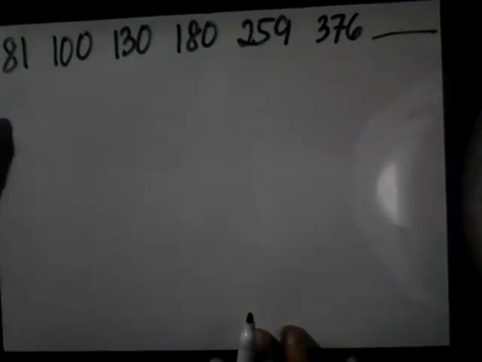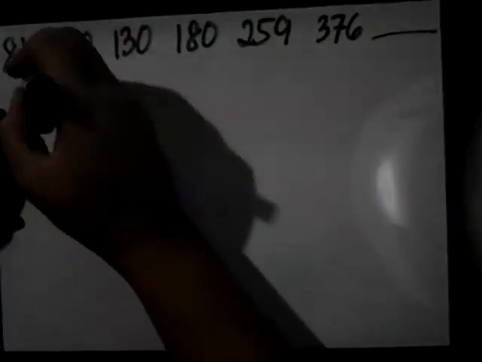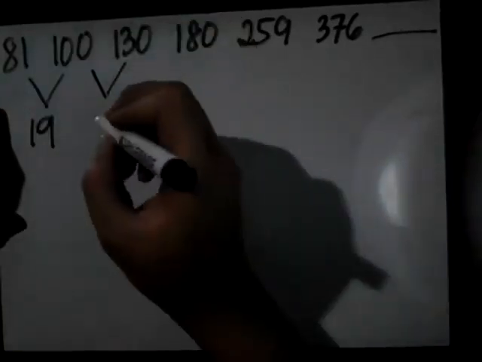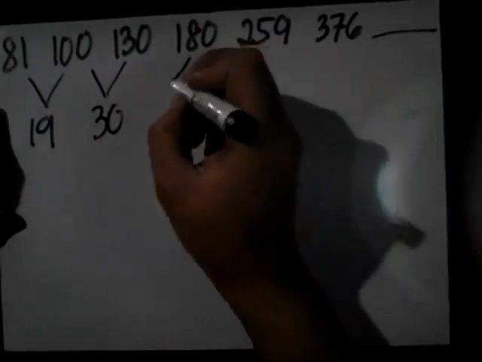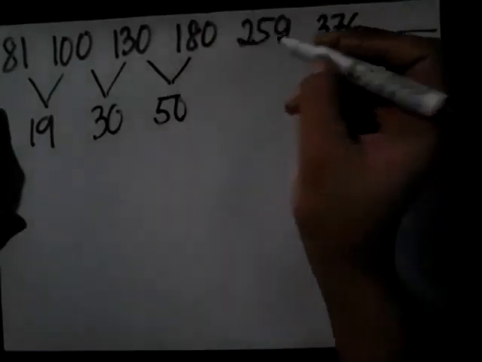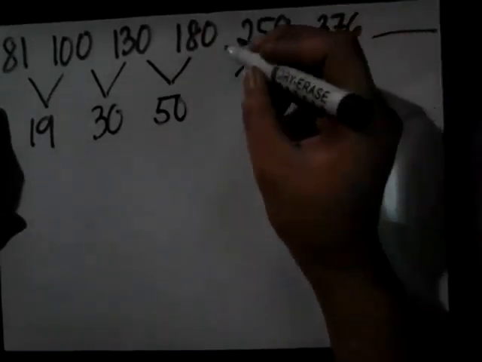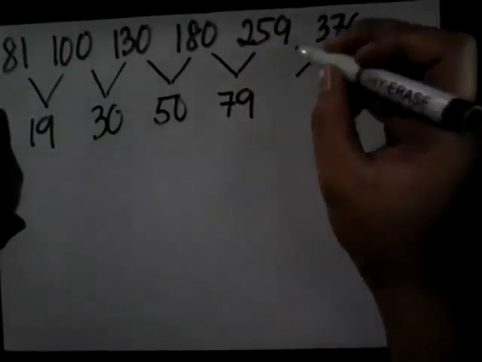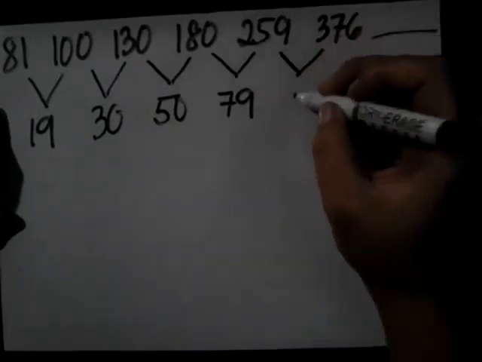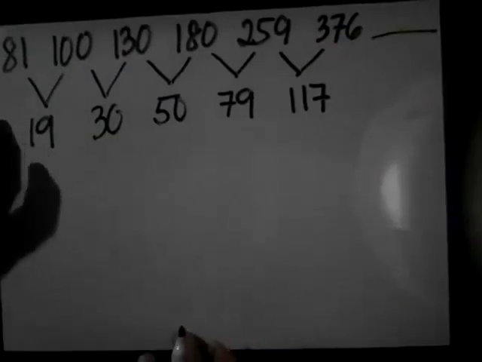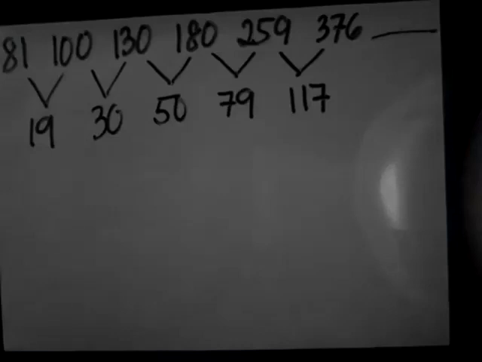So for first difference, 100 minus 81, the answer is 19. 130 minus 100, the answer is 30. 180 minus 130, the answer is 50. 259 minus 180, the answer is 79. And 376 minus 259, the answer is 117. Since the numbers are not equal, we need to find the second differences.